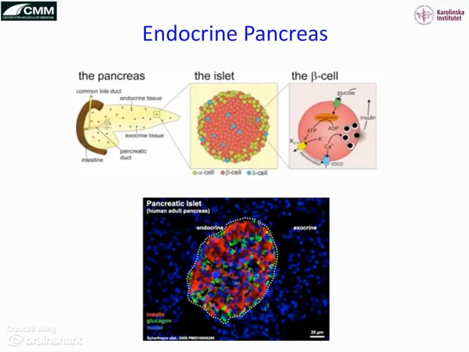On the bottom panel you see an immunohistochemical staining of the pancreatic islet, which will be useful for when we see the data later in the presentation.